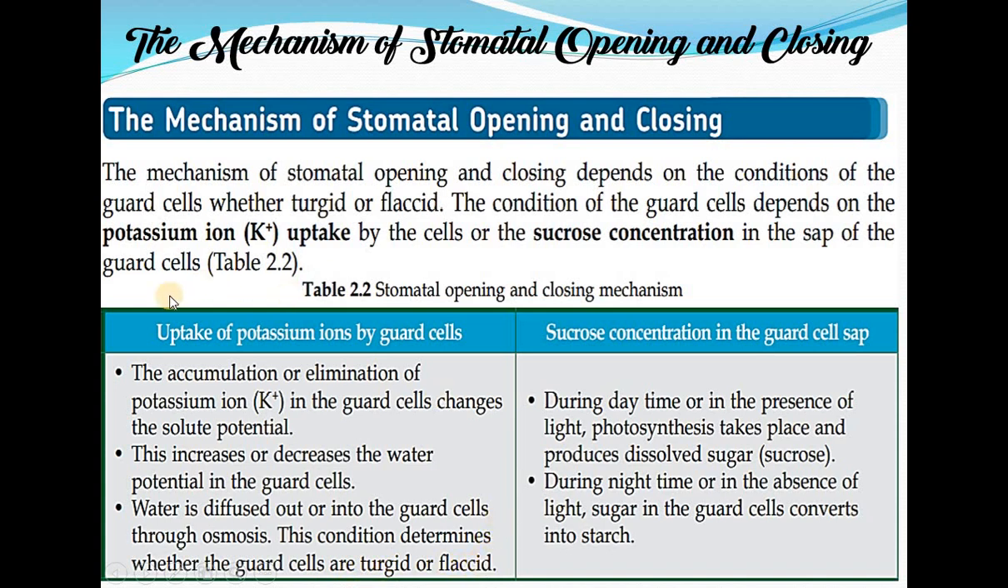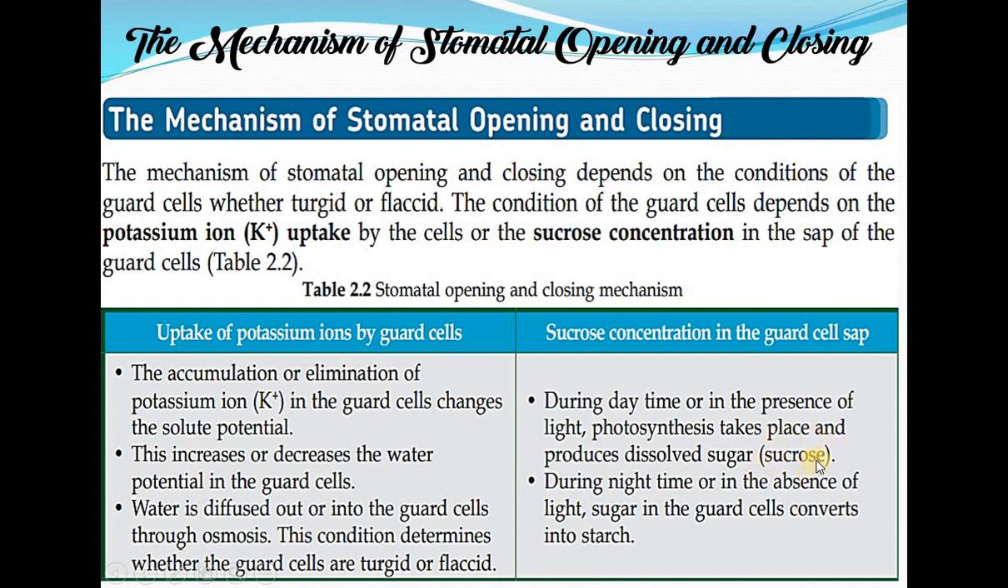That was the first factor that determines the guard cell turgid or flaccid. Second factor, the sucrose concentration in the guard cell sap. During daytime or in the presence of light, photosynthesis takes place and produces dissolved sugar, which is sucrose. Do you still remember how the sucrose is produced?